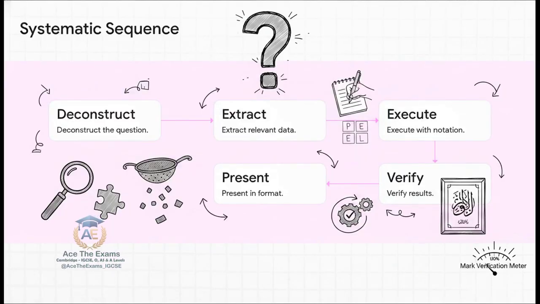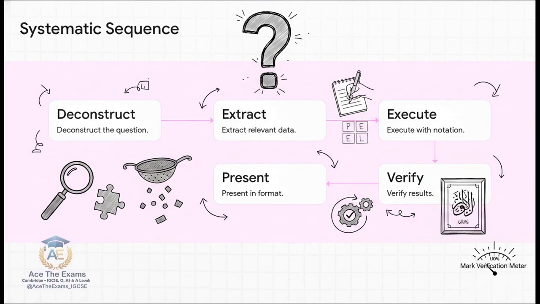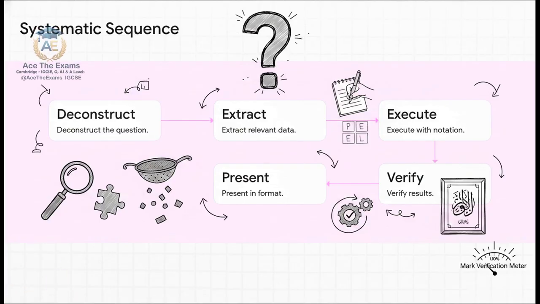So how do we fix Alex and Sam? We have to strip away their bad habits and rely on a standardized procedural framework. We need to deploy a strict systematic sequence. Think of it as a 5-step formula. Step 1, deconstruct the question. What is the actual command word? Is it discuss, evaluate, analyze?